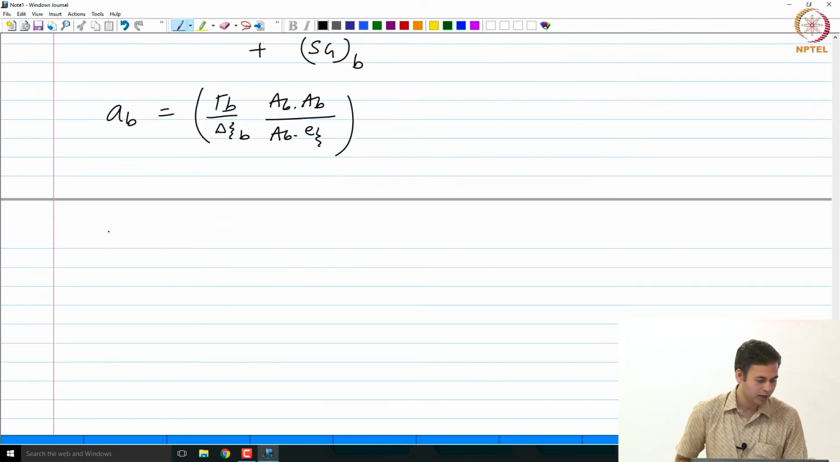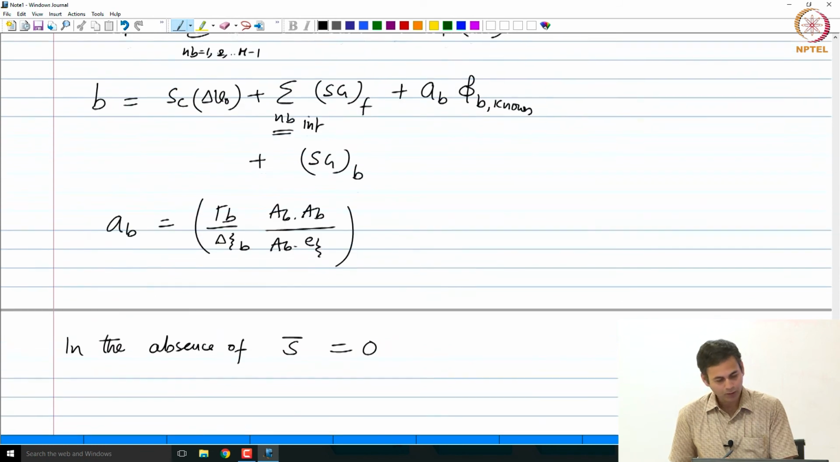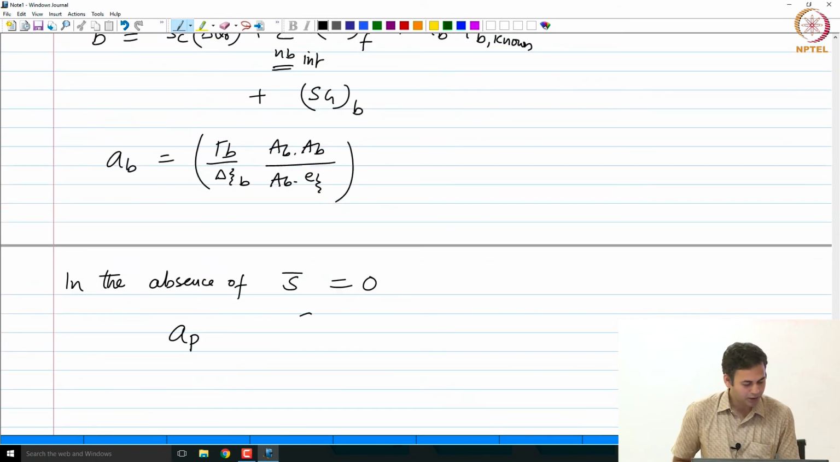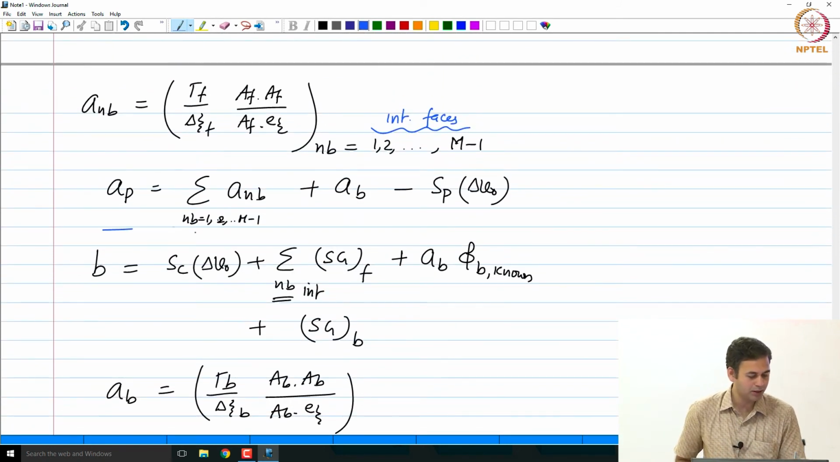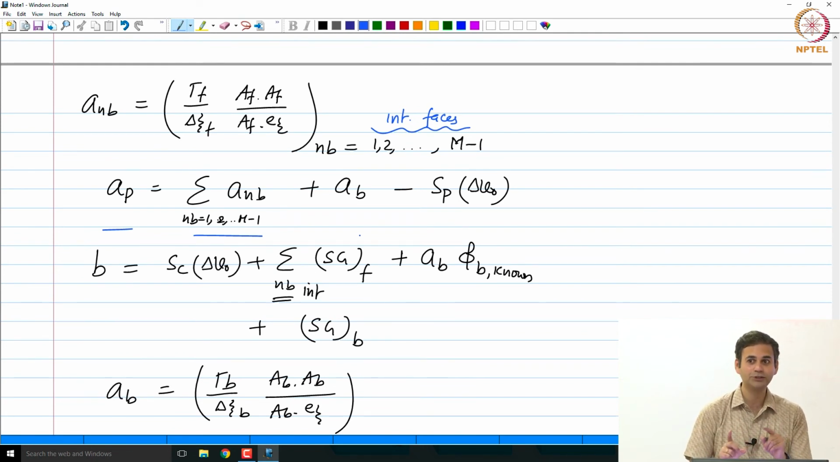Okay. So in the absence of source terms, S equal to 0, what will be AP? Relation between AP and sigma A and B. AP equals sigma A and B, or is it greater? What are the neighbors here? What constitute as neighbors? Only the interior, right, not the boundary. When you write the equation, you do not have the coefficient coming from the phi B in the matrix, because that guy went to the right hand side. So, what is AP? Is it equal to sigma n B? No, it is greater than sigma n B by an amount of AB.